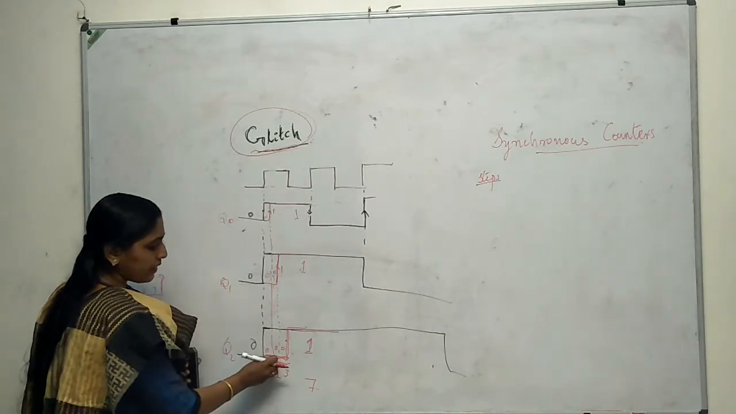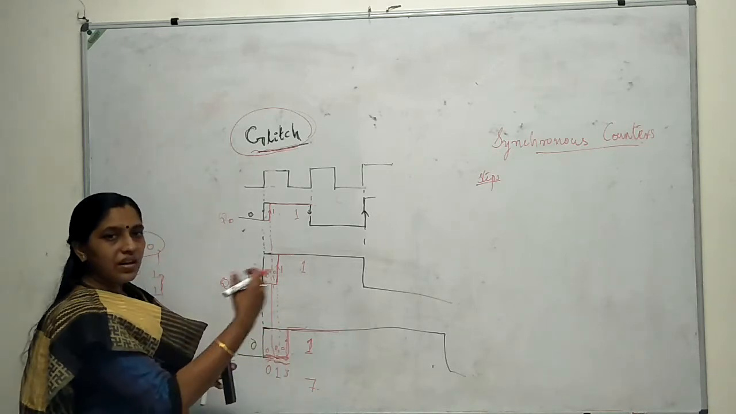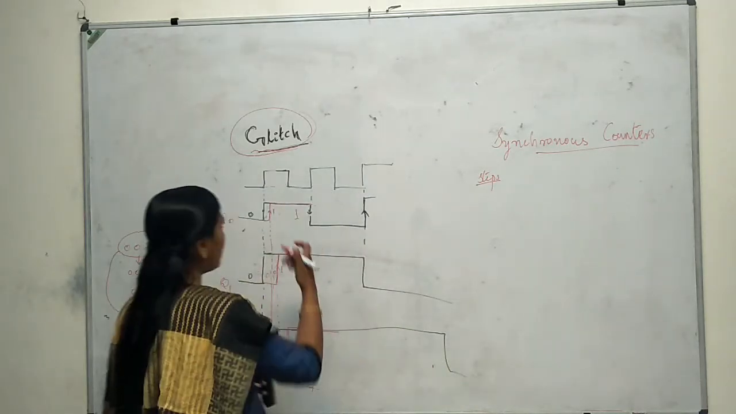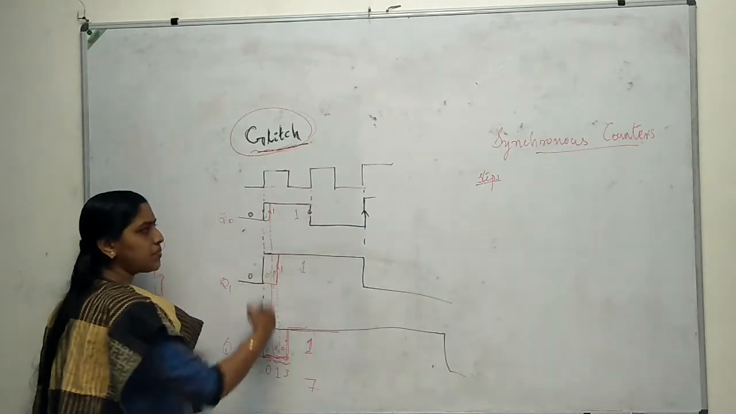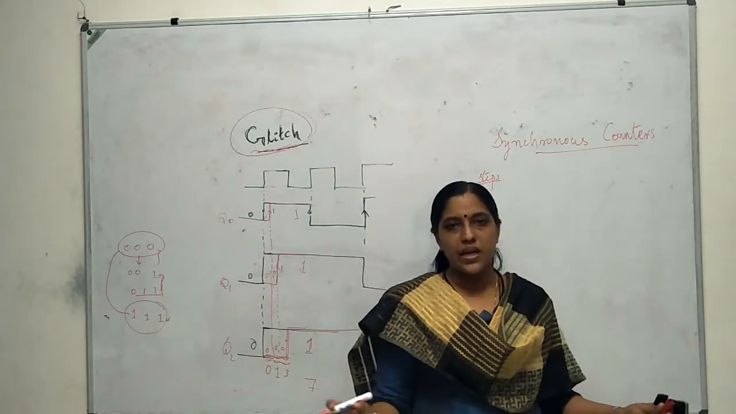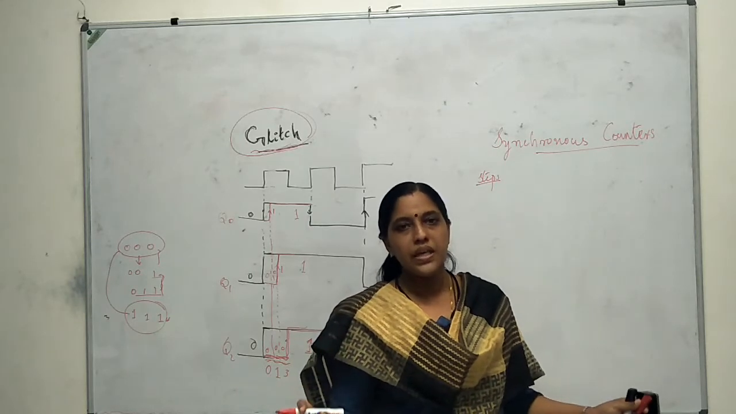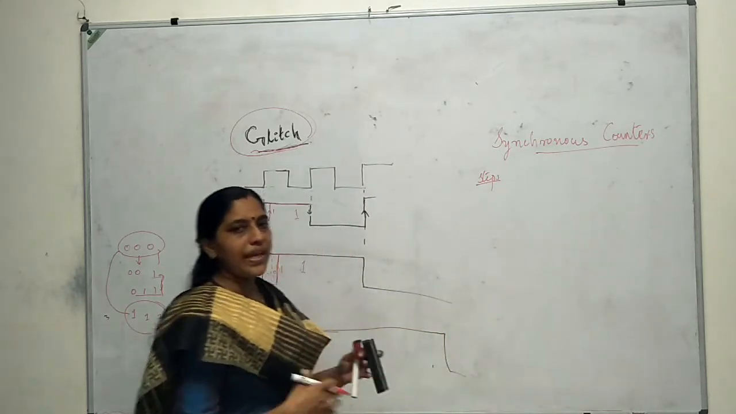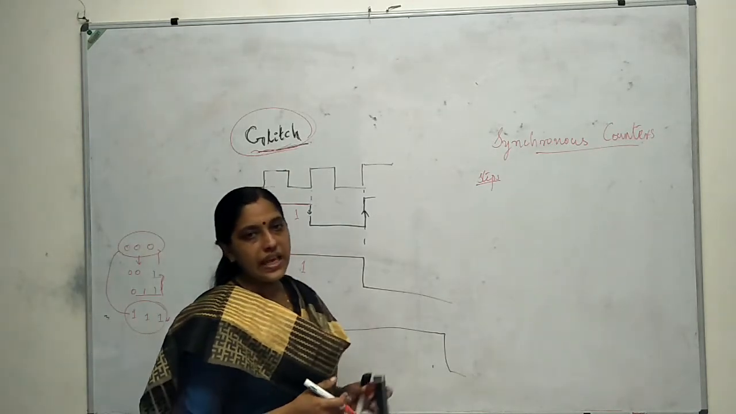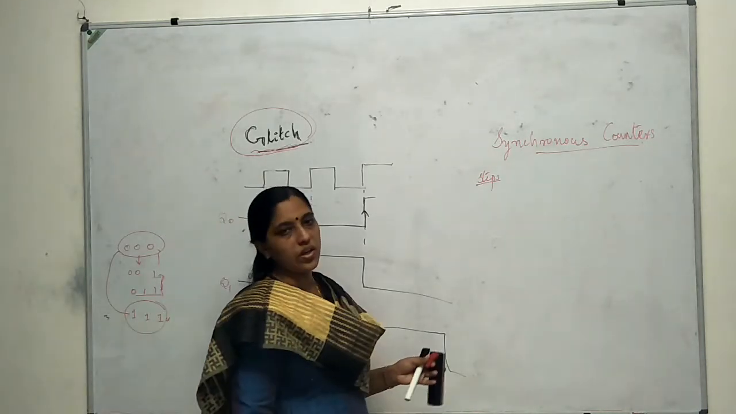It happens because of the small time gap caused by the delay between the flip-flops. That is why it is known as a glitch. To avoid this problem, we give the clock to all the flip-flops at the same time, so all the transitions happen at the same time. In that way we avoid the glitch issue in asynchronous counters. Okay, now I think we can look into synchronous counters.